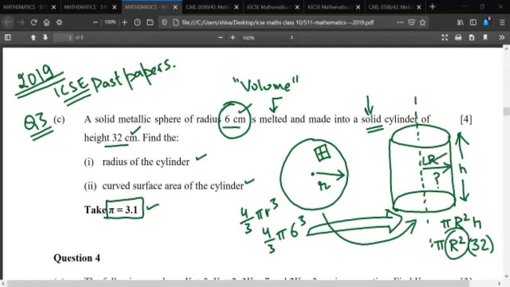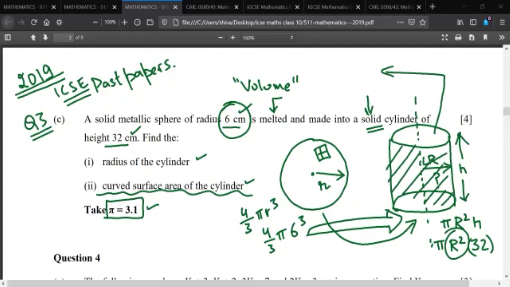Once I've got the radius of the cylinder, I need to find the curved surface area of the cylinder. You should remember all the formulas. The curved surface area is this part of the cylinder, so the area would be 2 pi r h. R I would have found by this method, and height is given. So I'll be able to calculate the surface area. You should always take care of the units also. The radius would be in centimeter. The curved surface area would be in centimeter square.